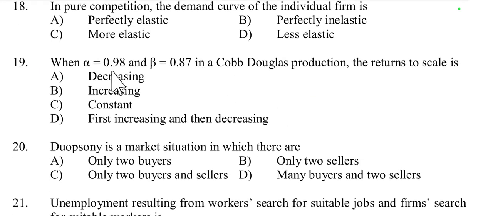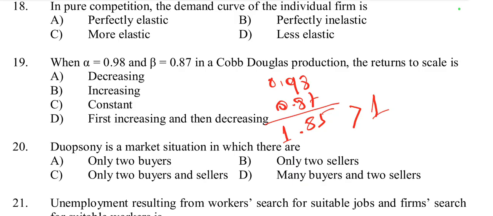Question 19: when alpha is equal to 0.98 and beta is equal to 0.87 in a Cobb-Douglas production function, what is the returns to scale? We know that if alpha plus beta is greater than 1, it is increasing; equal to 1, constant; less than 1, decreasing. So we just add alpha and beta: 0.98 plus 0.87 is 1.85, which is greater than 1. So the returns to scale is increasing. The Cobb-Douglas production function is Q equals A L to the power alpha into K to the power beta. If alpha plus beta is greater than 1, then it is increasing.